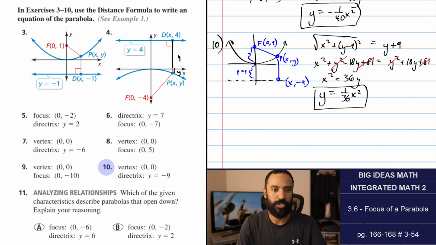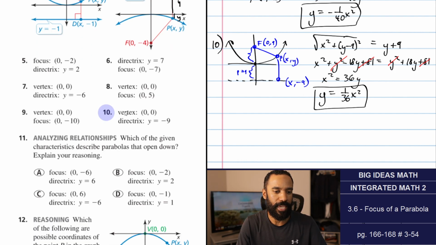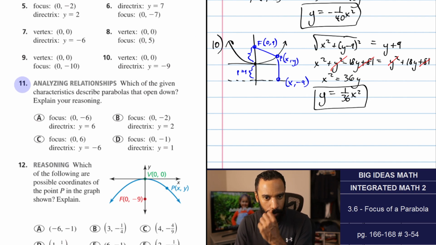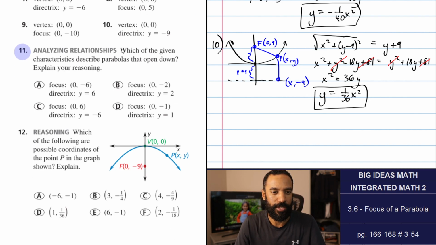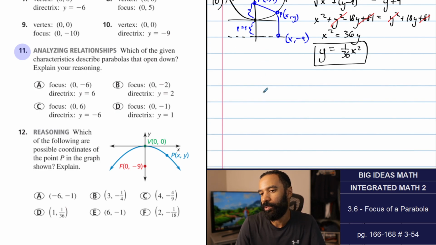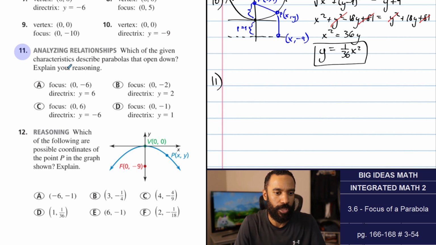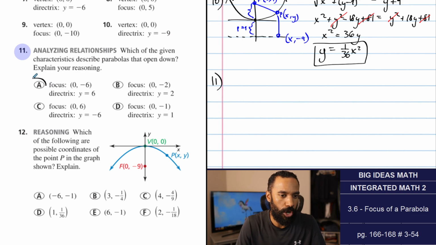Okay, the first ones went very slowly because of the distance formula stuff. Other problems can go slowly because of graphs, but let's see what happens next. Number 11, analyzing relationships. Which of the given characteristics describes parabolas that open down? Explain your reasoning. So, let's see what I need to write here. It says which of the given. I don't know if it's more than one answer. When you see a focus of 0, -6 and directrix of y equals 6, this one will indeed open downward.